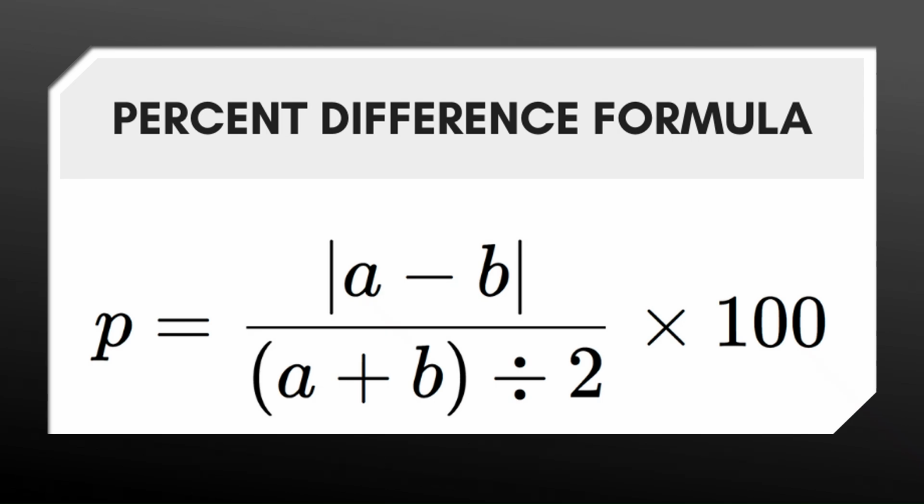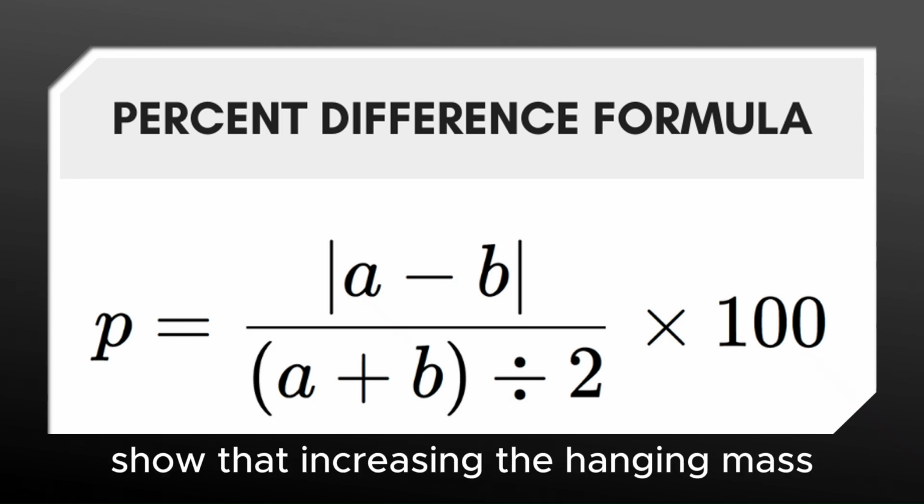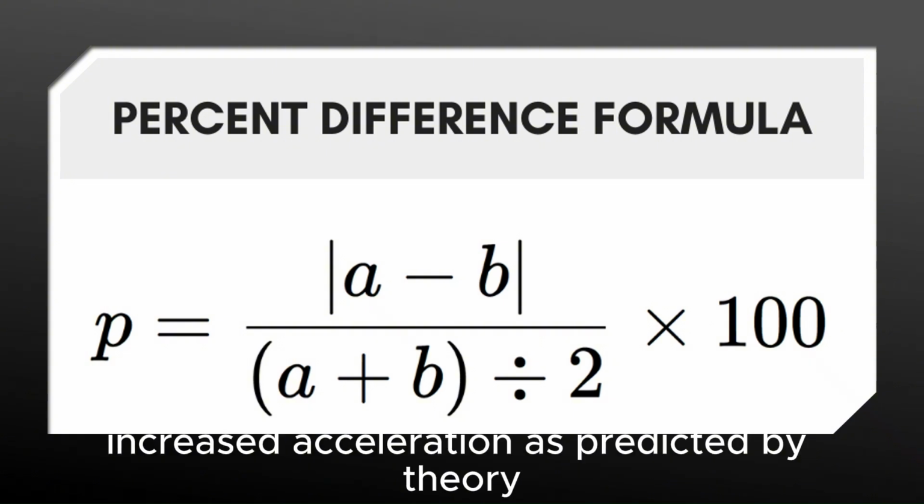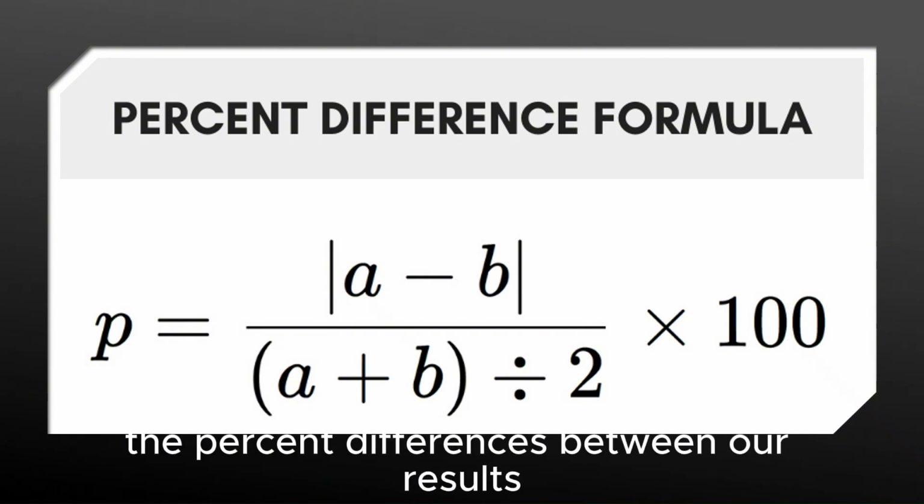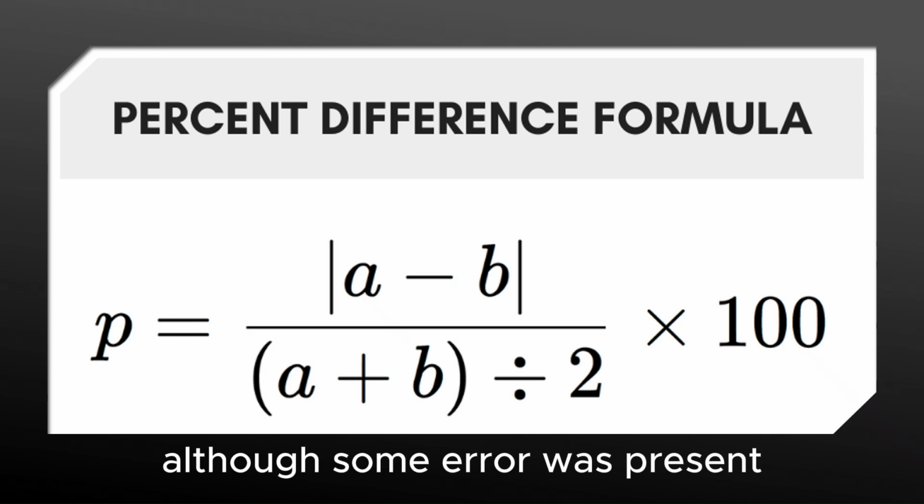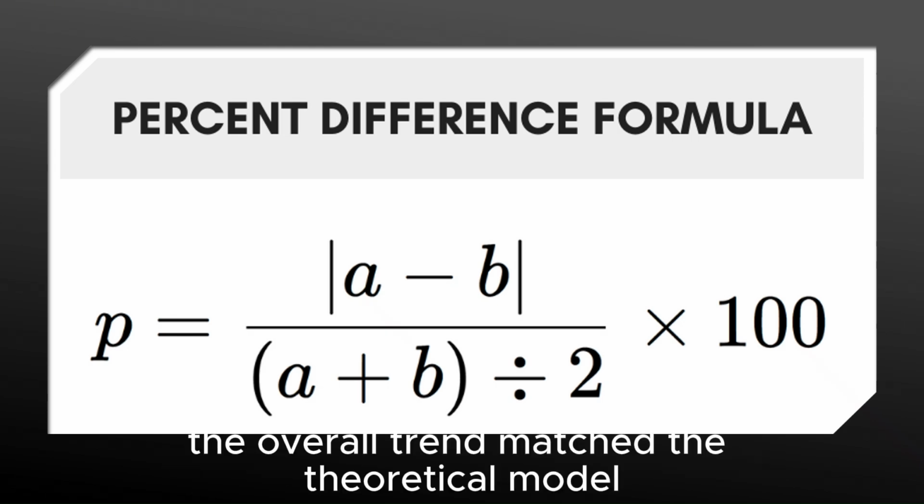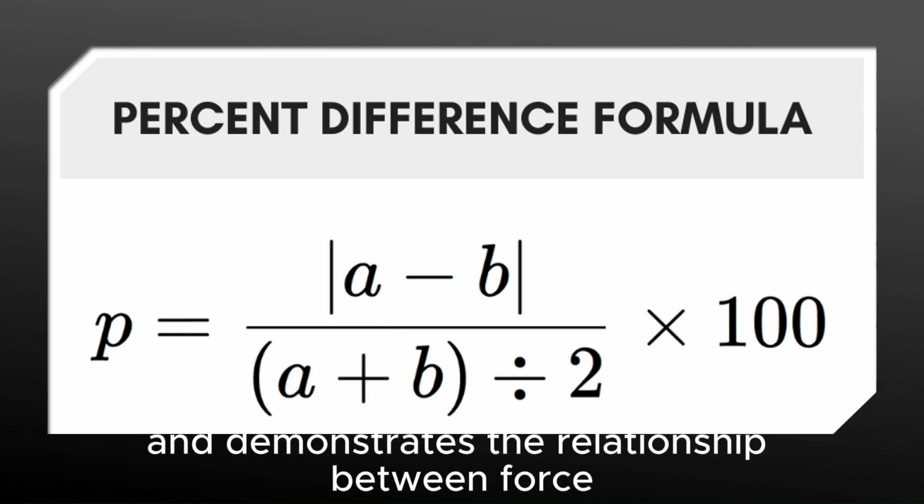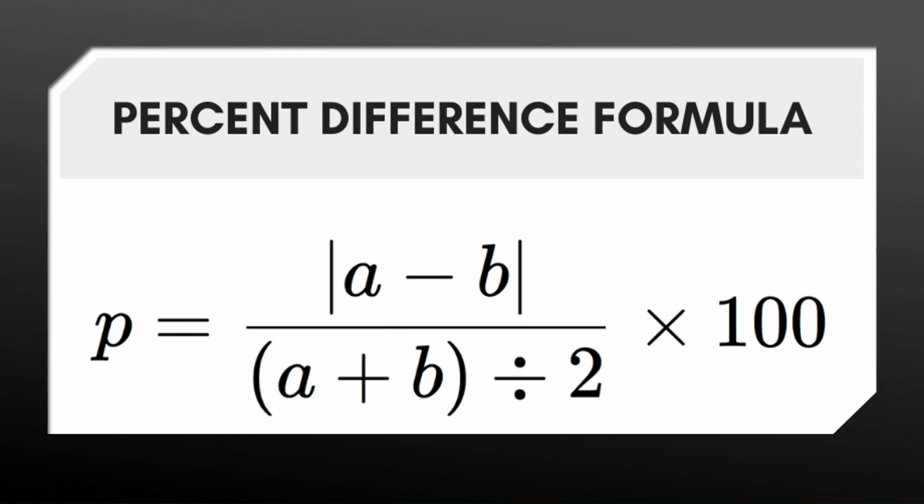In summary, our Lab 4 results show that increasing the hanging mass increased acceleration as predicted by theory. The percent differences between our results were very similar, indicating consistent behavior in the experiment. Although some error was present, the overall trend matched the theoretical model and demonstrates the relationship between force, mass, and acceleration.